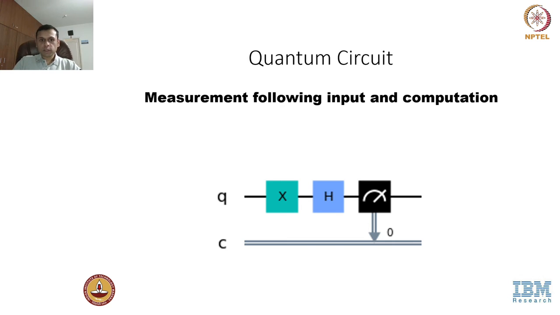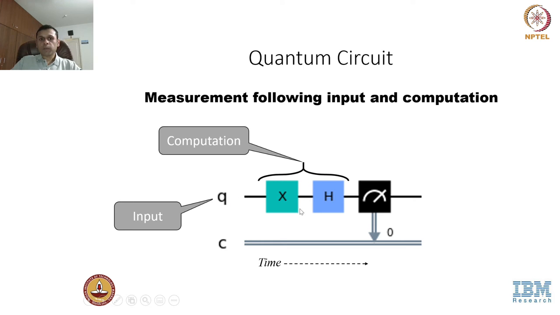As an example, look at this particular circuit and note that the timeline goes from left to right. So operations happen in this direction. First, we have an input qubit Q. We perform some kind of computation. The X and an H are just an example. You can have any sequence of gates here. And as a result of the computation, we get a different qubit. So Q changes into Q dash. In this example, it'll just be H sigma X multiplied by Q. And that's what we'll get.